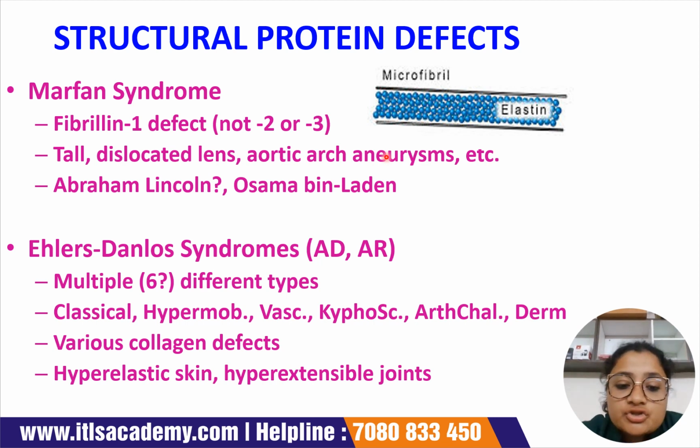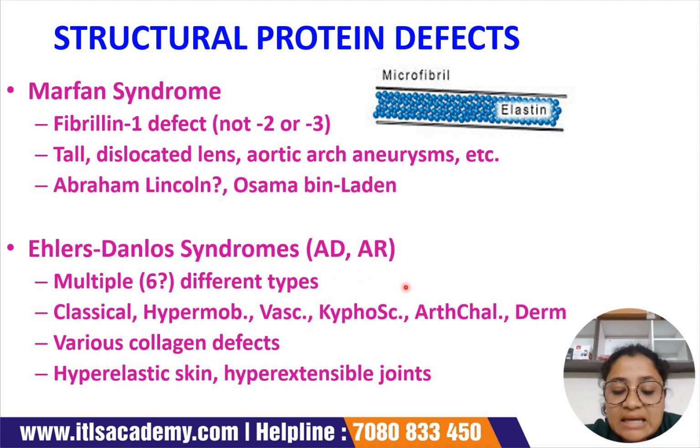Okay. So the first syndrome or the first defect is Marfan syndrome. So here what is happening? There is fibrillin 1 defect, which is again a structural protein, mainly responsible for the structure of the cells, cellular structure. Okay. So it will lead to aortic arch aneurysms, and tall stature, dislocated eye lens will be there. Okay. And some of the famous persons who suffered from this Marfan syndrome will include Abraham Lincoln and Osama bin Laden. Okay. And the second structural protein defect that we have is Ehlers-Danlos syndrome.